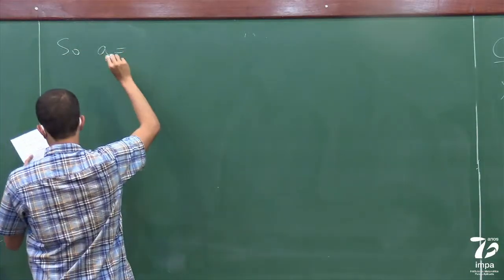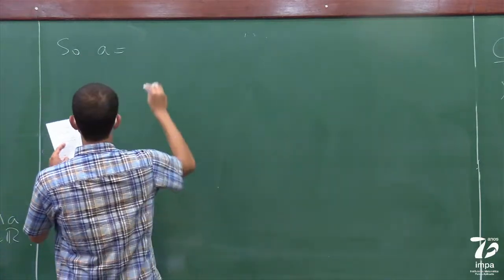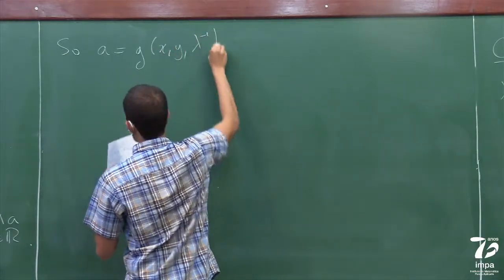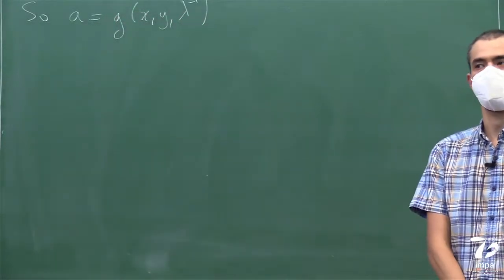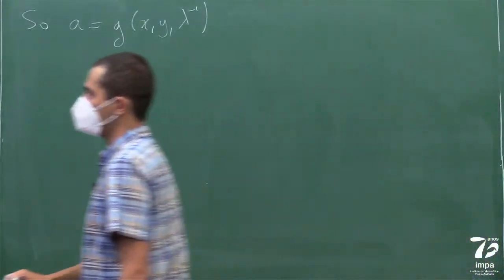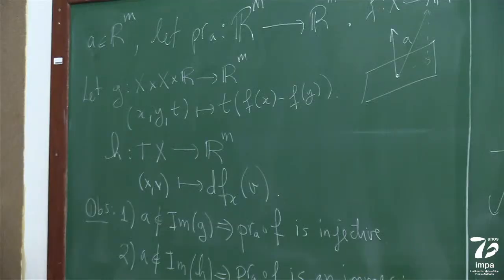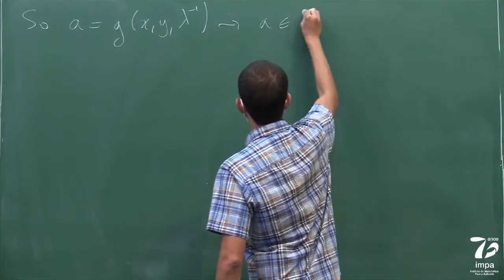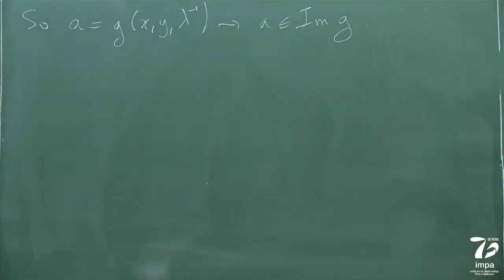So A is basically G of X, Y, and lambda inverse. Yeah, that's right. Actually, sorry, I'll go back, and I don't really need this. This map is actually good enough. OK, there we go. So that means that A is in the image of G. OK?